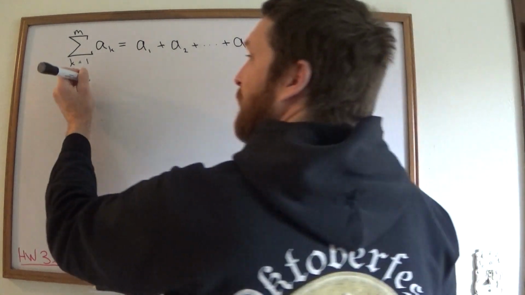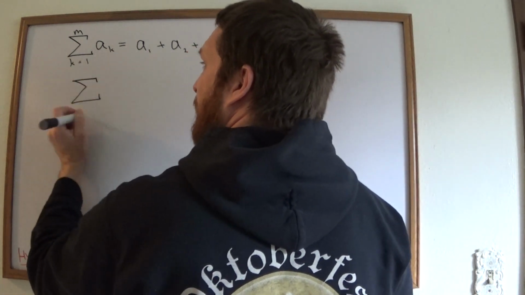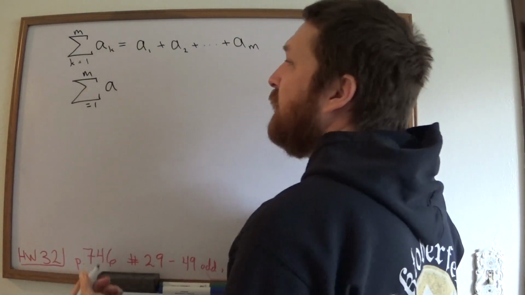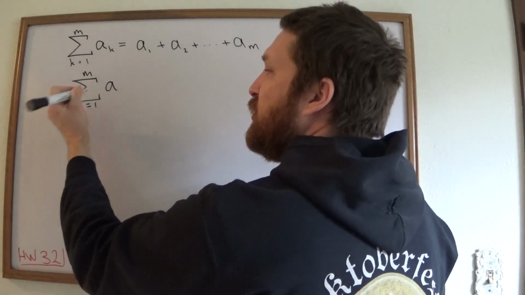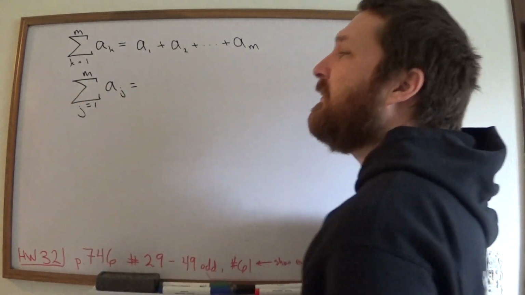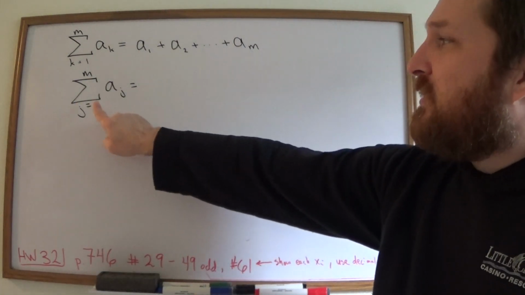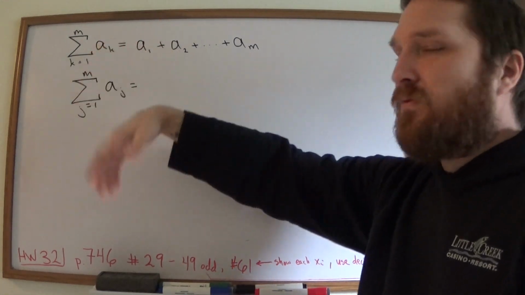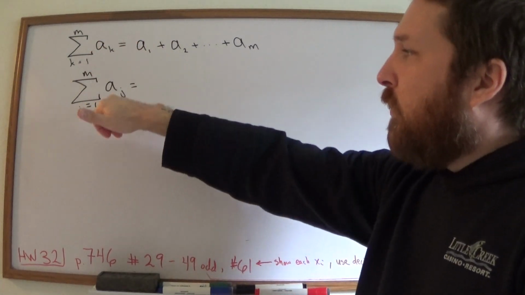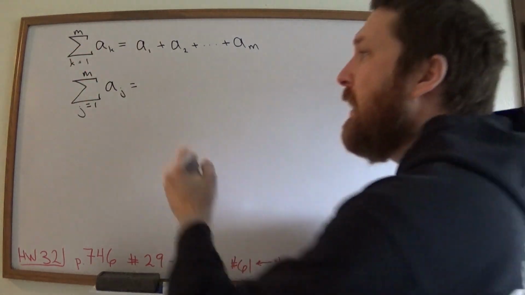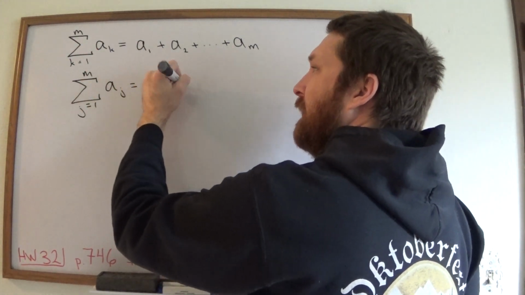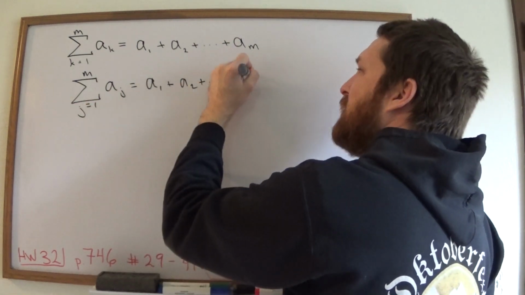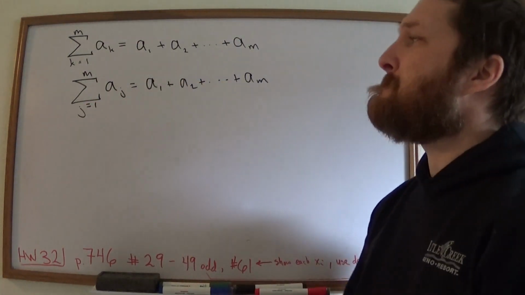I could have written the same thing and said, instead of K, I could have used, oh, I don't know, how about a J? And it means exactly the same thing. It means that this J is going to start here at 1, and we're going to go using natural numbers or integers, 1, 2, 3, 4, all the way up to M, and you get exactly the same thing. The symbol you use for the index does not matter. Okay?